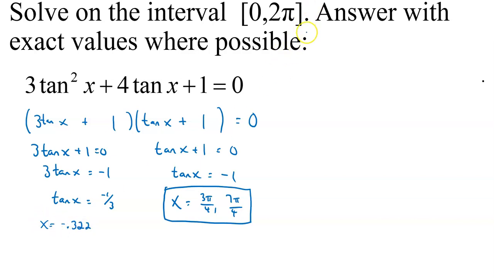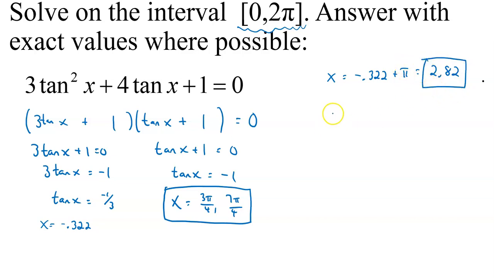But you notice negative 0.322 is not on the interval from 0 to 2 pi. So what is someone to do? Well, remember these tangent things repeat every pi. So if I have a negative 0.322, let's add pi to it. When I do that, I get 2.82.